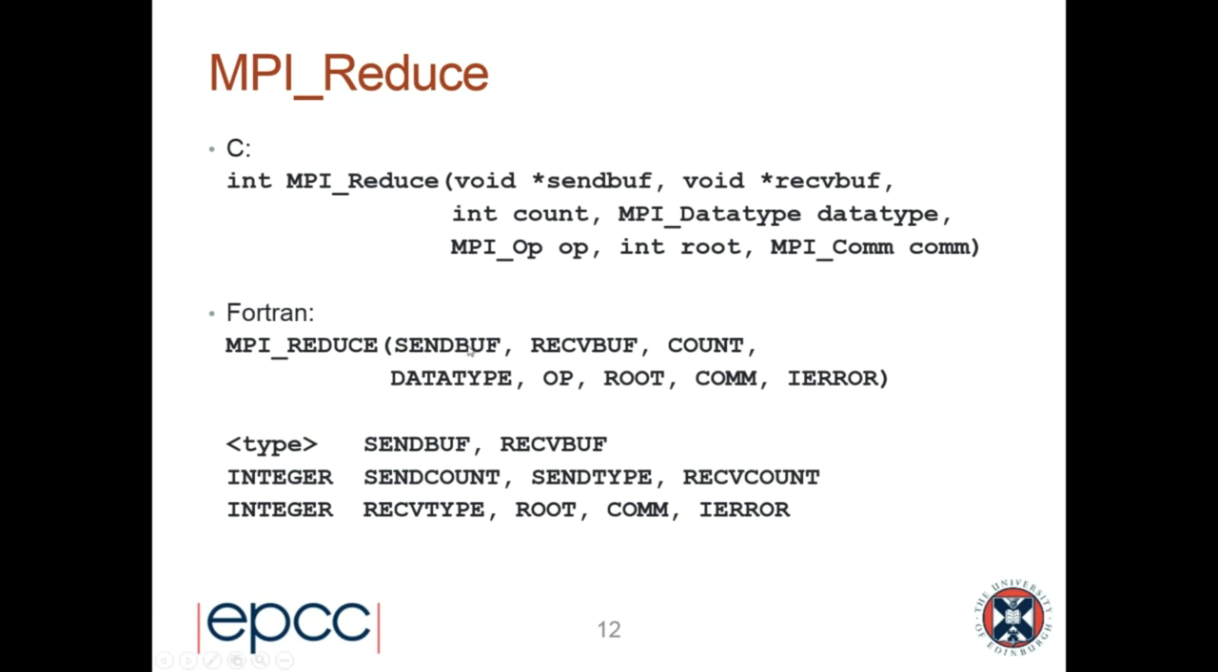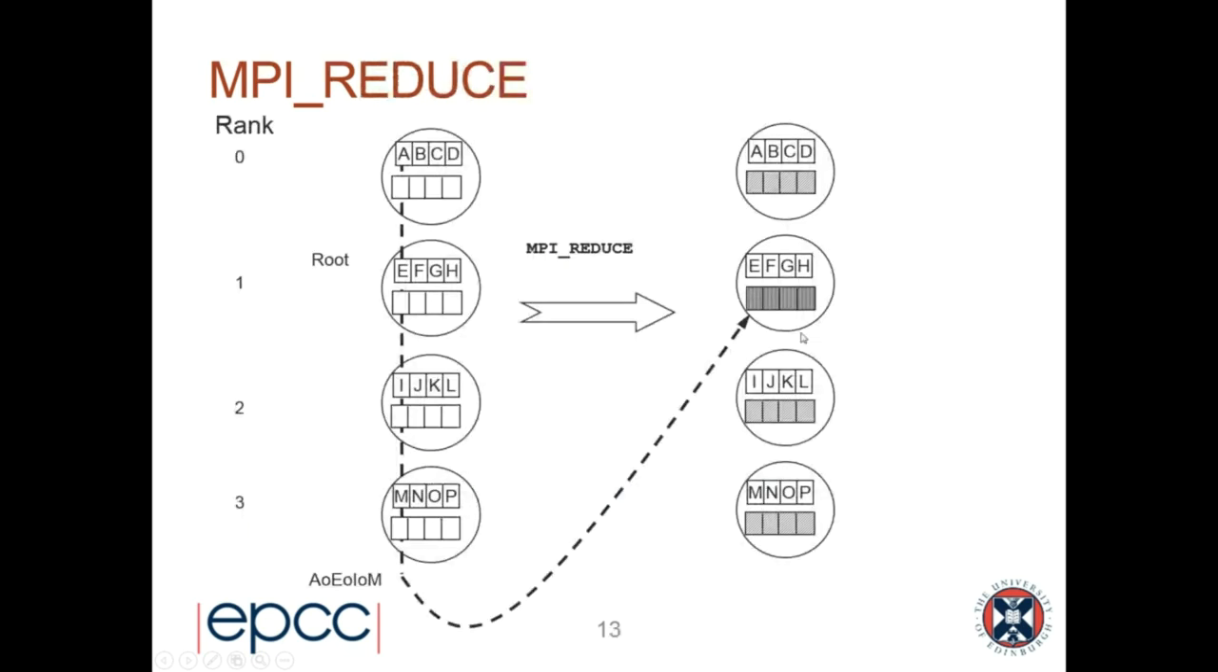In Fortran, it's just the same: send buff, receive buff, count, data type, op, root, comm, but there's an error value. So it's maybe easiest to see with an example or just a diagram. So I'm going to have to make my screen a bit bigger to be able to see what I'm doing here. Okay, that's better. So MPI reduce takes data.